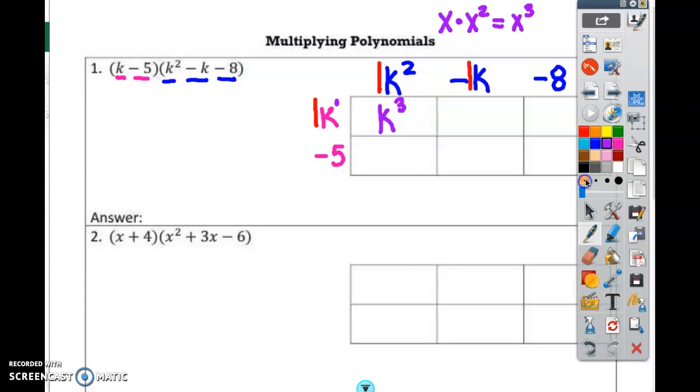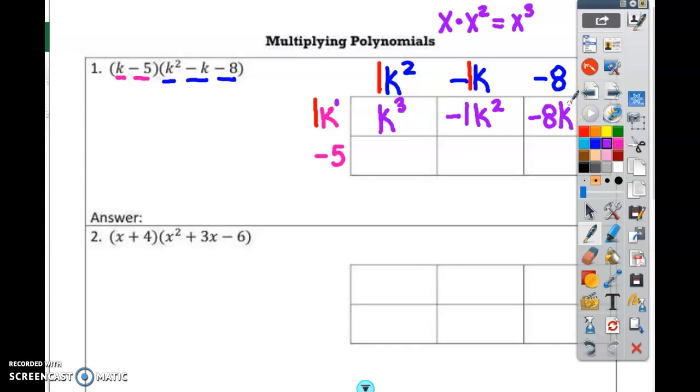So it's 3 of them. Then we're going to do k times negative k. So it's 1 times negative 1 is negative 1. How many k's do I have? K times k is k squared. You have to memorize that. Then right here, k times negative 8 is negative 8k. It's a number and a letter. You just put them together, the number and the letter.